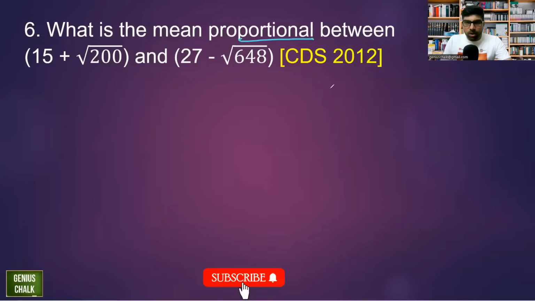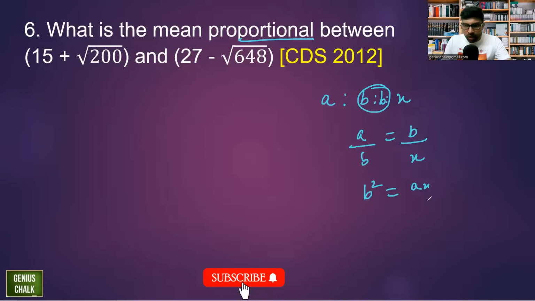Basically, mean proportional means if I'm having two values, A, B, and say X. So mean proportional says that whatever is the ratio of A to B, the same has to be the ratio of B to X, and this B value is called the mean proportional. So I can write A by B as B by X. Now, B square is equal to A into X. So B is root of AX. So guys, this is called mean proportional.